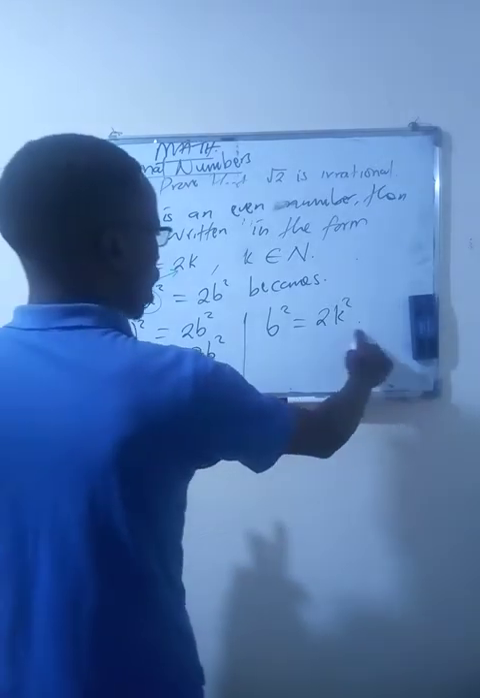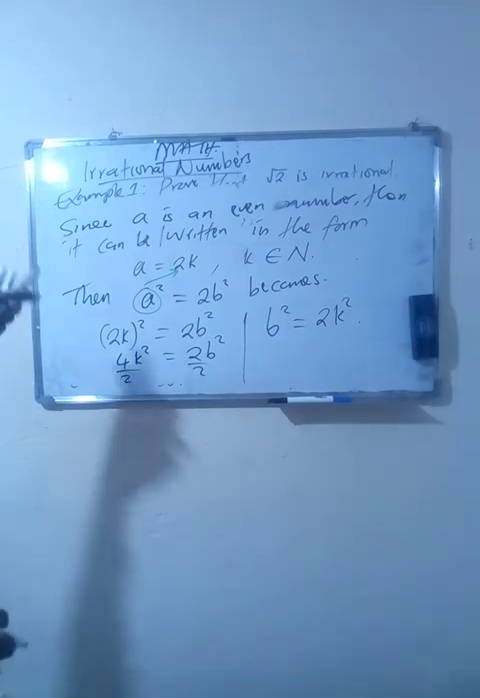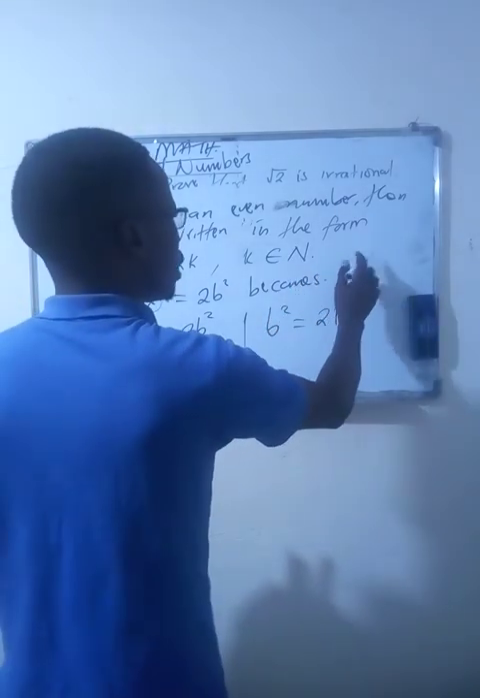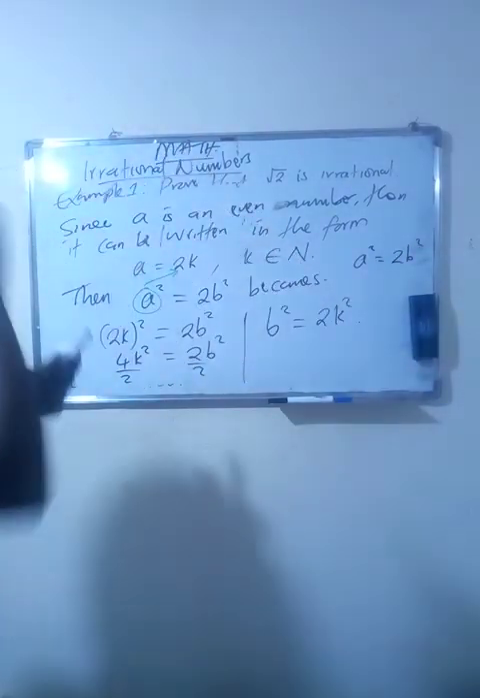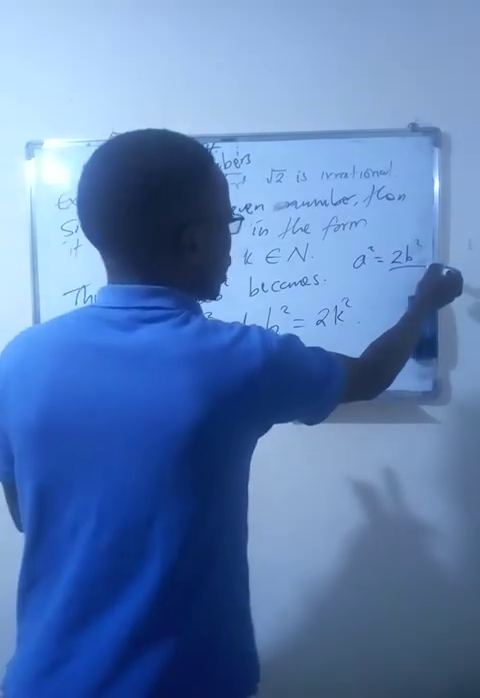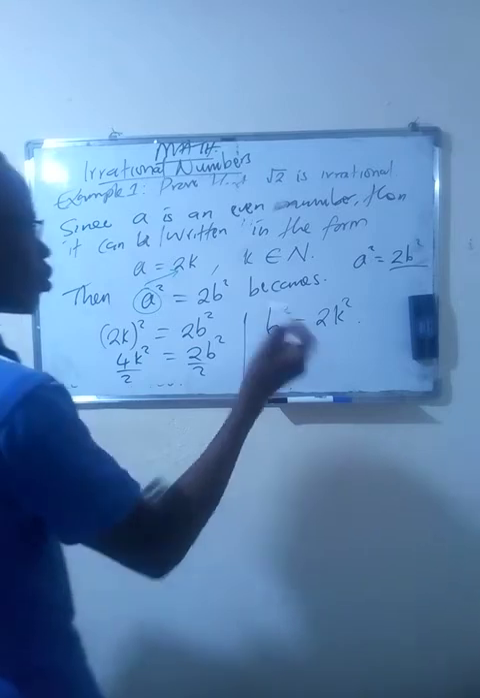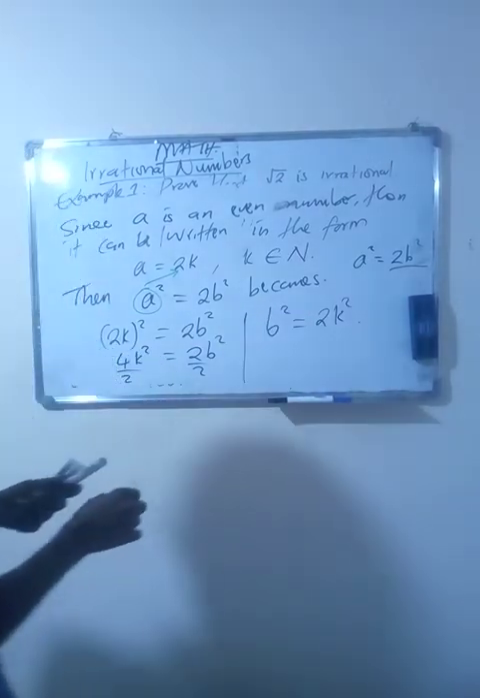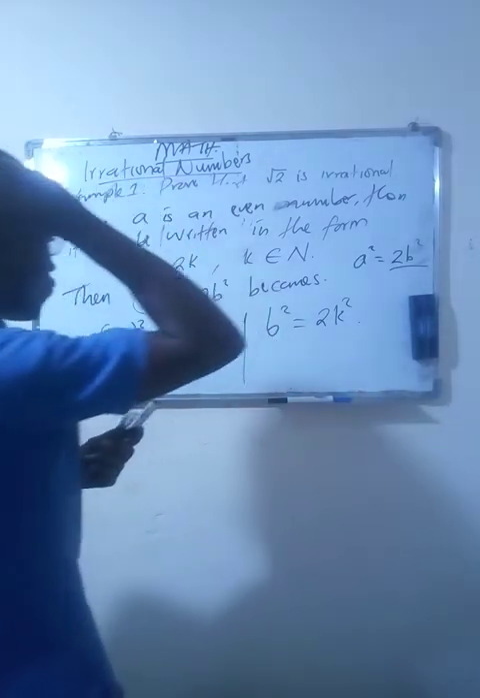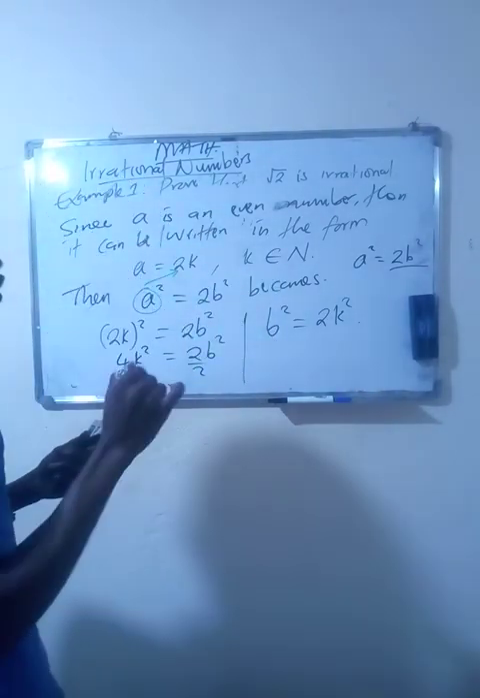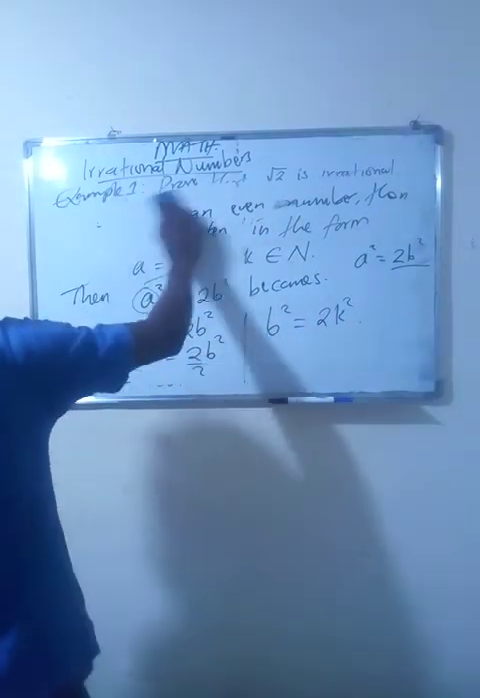So you can see that what we have on the right-hand side is an even number, right? Just like we had, remember, a squared equals 2b squared, isn't it? So it's a similar case. We concluded that this was an even number. So even in this case, this is an even number. And because of that, it means that what we have on the left-hand side is equally an even number. So if we get the square root of b squared, we're going to get b, which is also what? An even number. Okay, so let's make that conclusion.